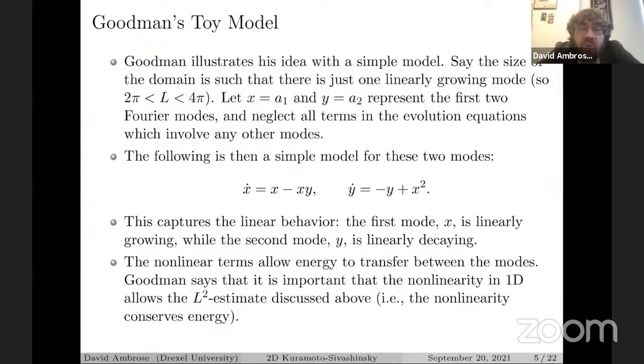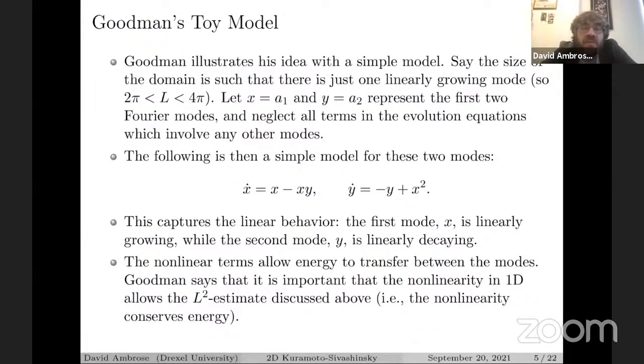If x is the first mode and y is the second mode, x dot is x minus xy. You see the linear growth there because x dot is like x, and y dot is like minus y plus x squared. Y dot is like minus y. You see the decay in y. And the nonlinear terms, x dot being like minus xy and y dot being like x squared, that comes from the nonlinearity, the u u_x nonlinearity.